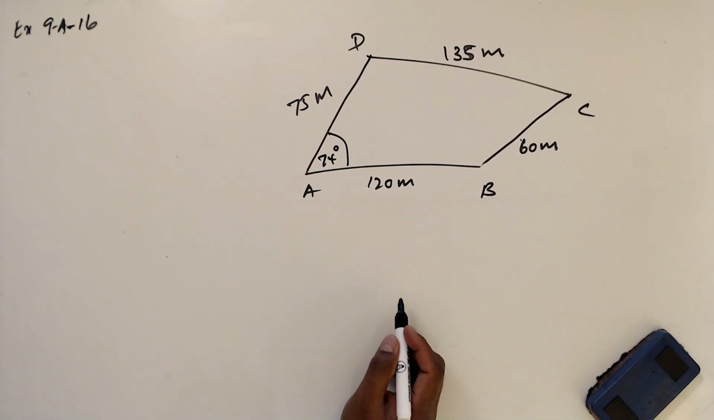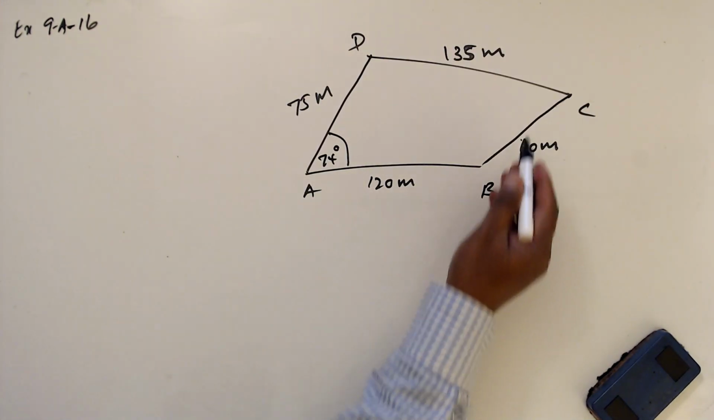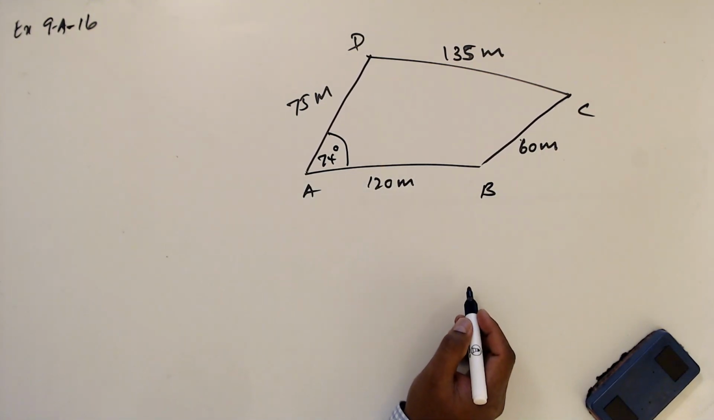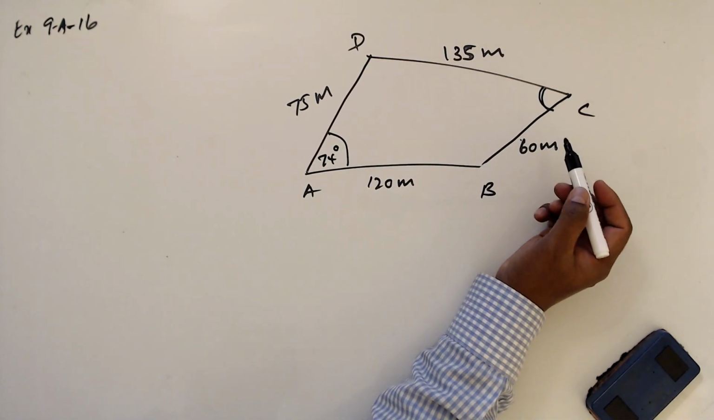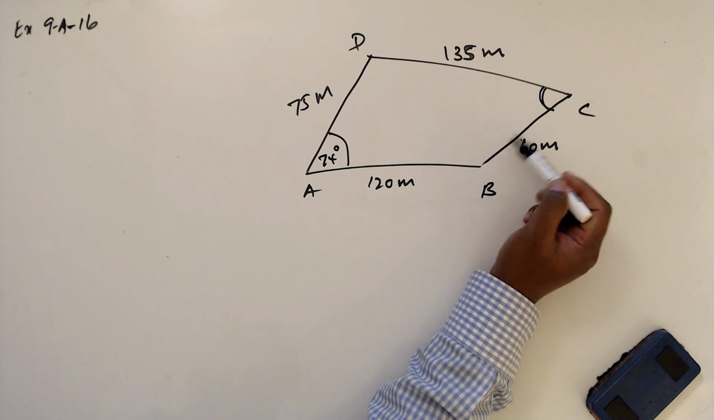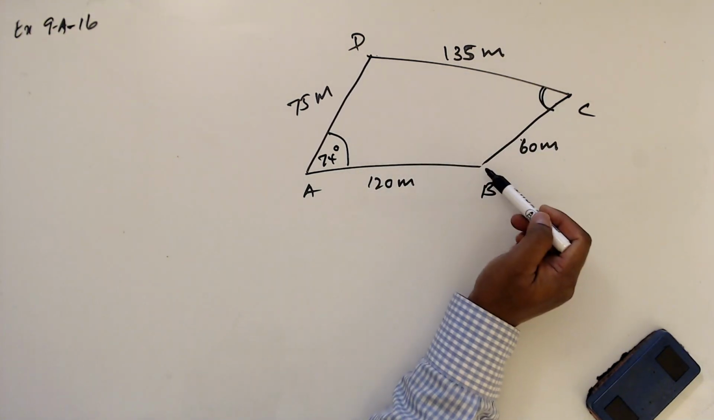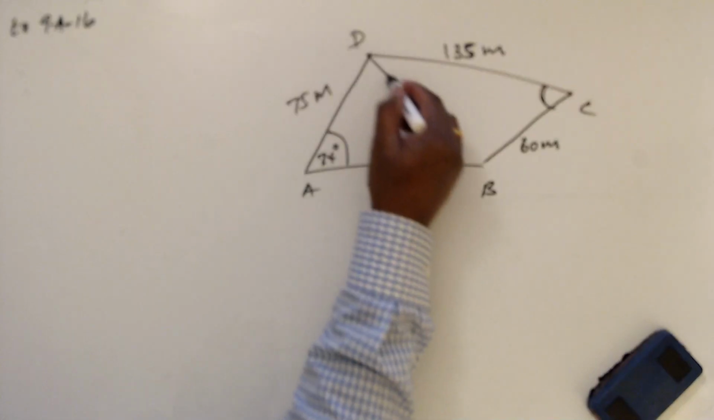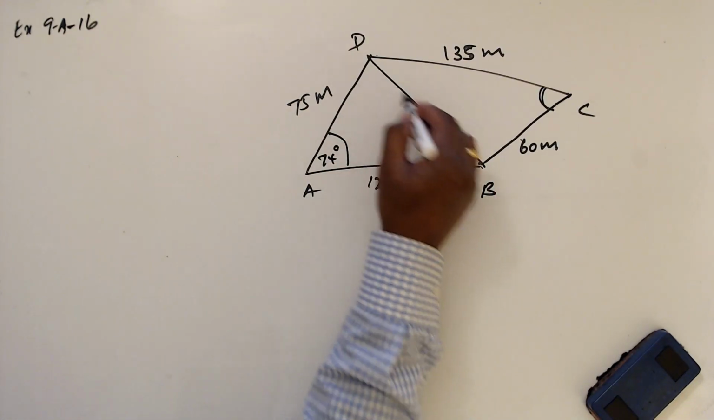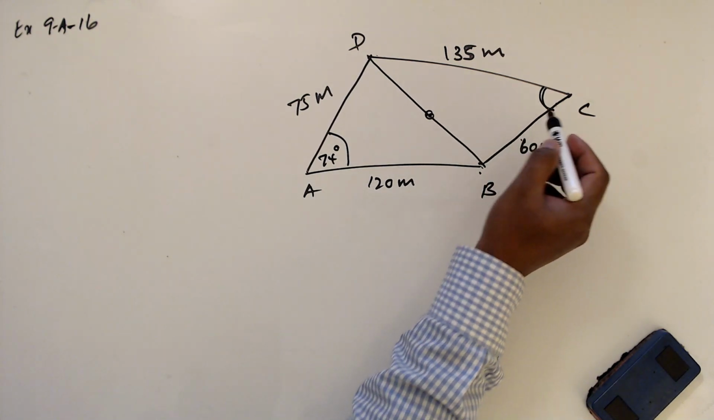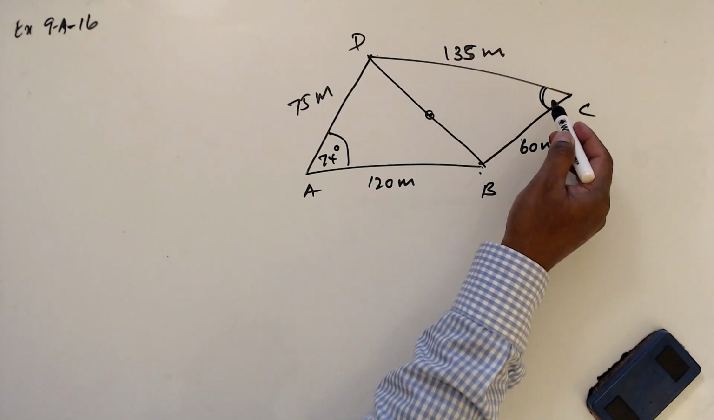Question number 16. A farmer has this shape of field, and he wants to know this angle. And the good thing is he knows the two sides of this one. And if we can find this front side length, then by cosine rule the farmer can find the angle.